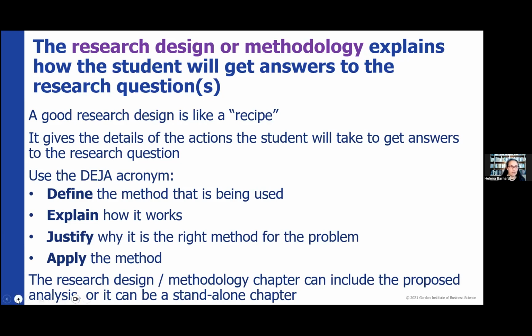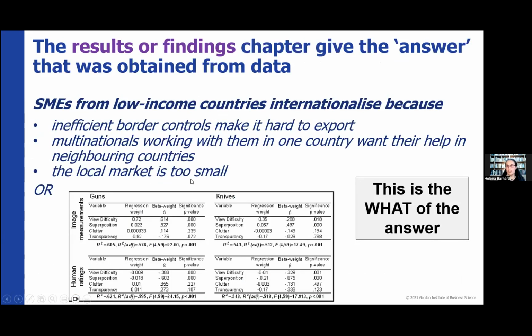So if we go to the results or the findings chapter, it could be qualitative, SMEs from low-income countries internationalized because of various reasons, or some tables with fancy stats or whatever. And basically, this is the what. What did you find? So these tend to be facts. They need to have been interpreted in the sense that we don't just want the quotes. We want the student to have gone through and said, okay, there are lots of people who talk about, you know, we're a low-income country and we're small, and the local market is too small, we have to go international. There needs to be some conceptualization and integration, but basically these are the things that can be supported by facts.